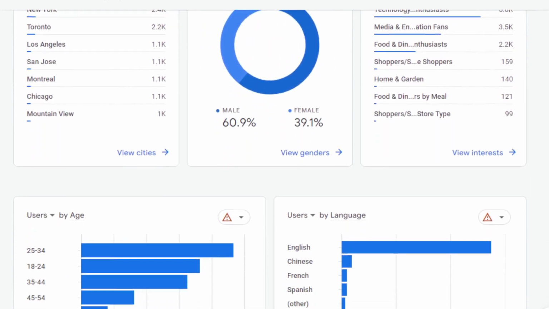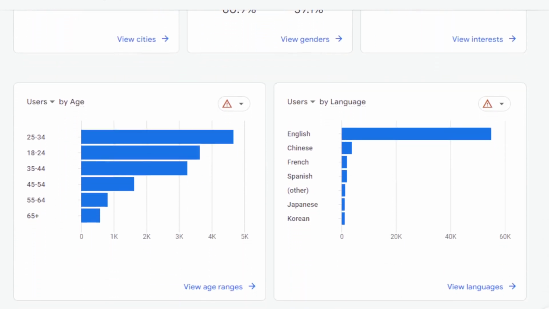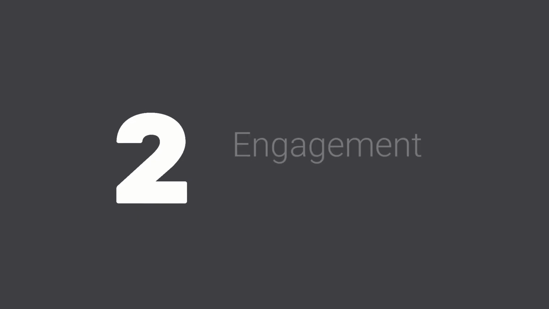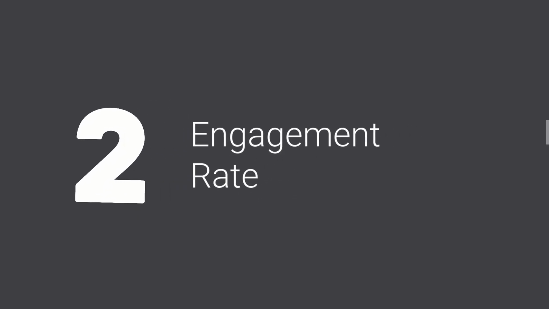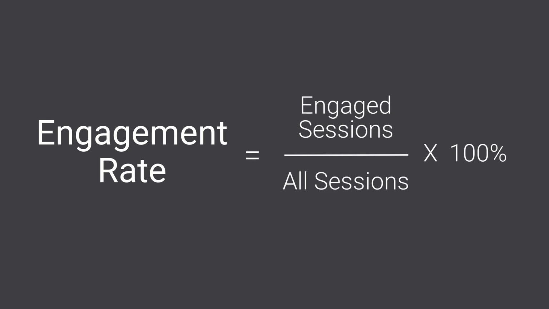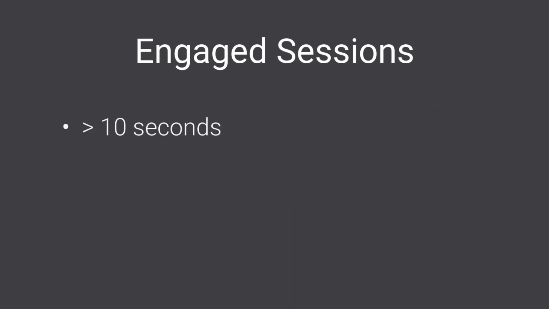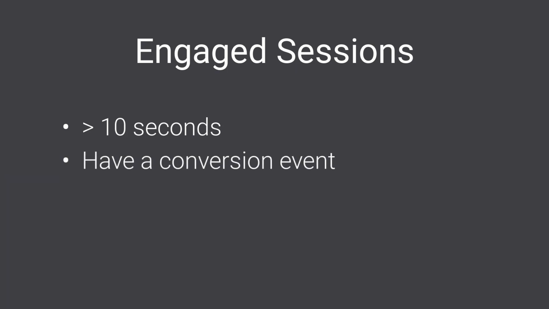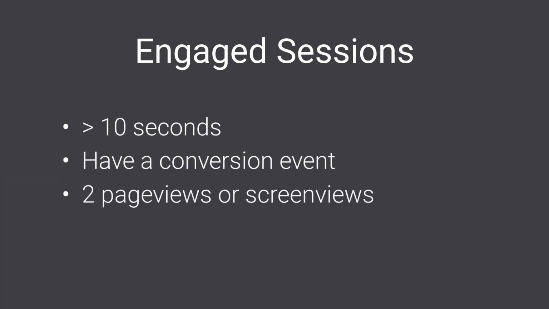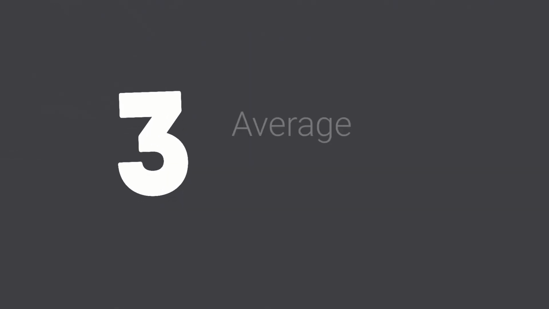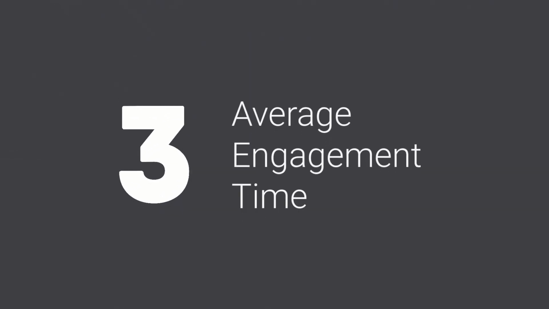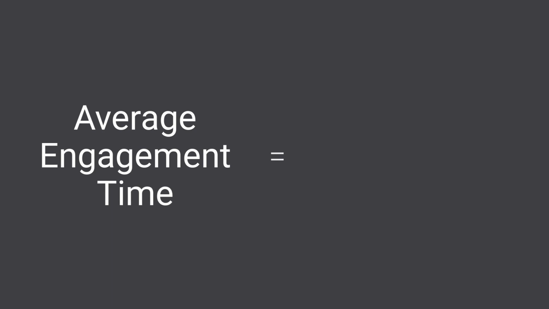Google Analytics 4 also added a few new metrics related to engagement. One of them is engagement rate, which is the percentage of engaged sessions. Engaged sessions are counted when they last longer than 10 seconds, have a conversion event, or have at least 2 page views or screen views.